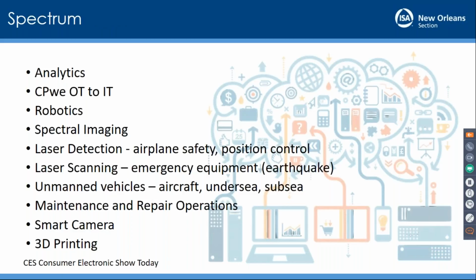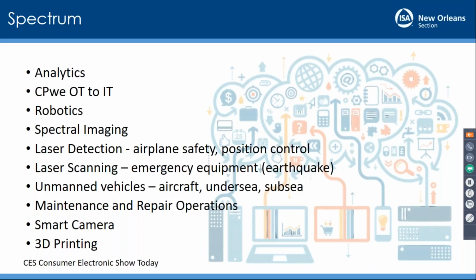For instance, laser scanning, dealing with emergency operations like an earthquake where they're trying to recover people. Spectral imaging, 3D printing. And it's interesting that this week the Consumer Electronics Show is being held in Las Vegas, and a lot of this stuff was being shown as leading edge technology. But there needs to be standards now for these things. And that's what this particular group or committee does.